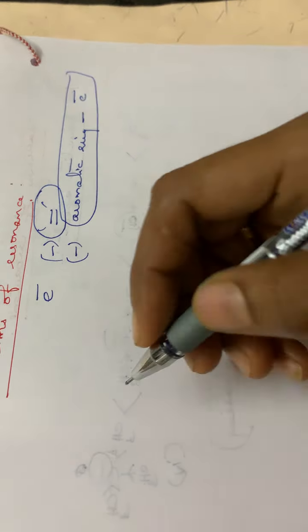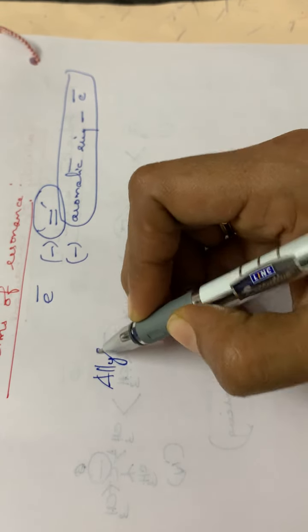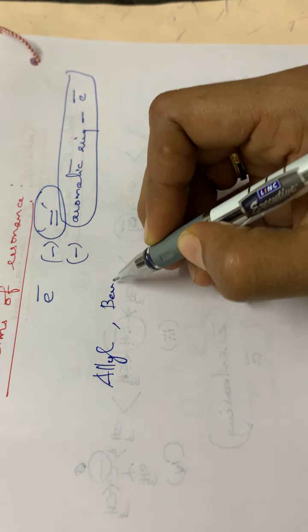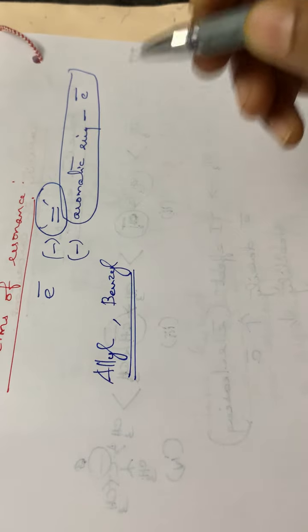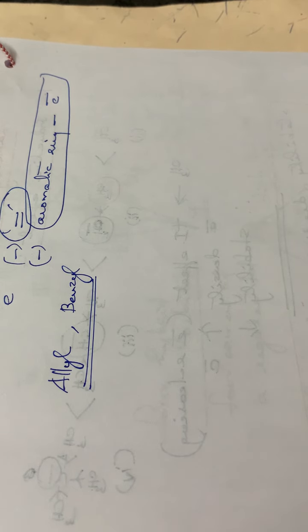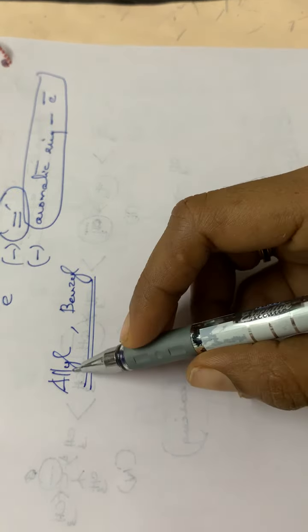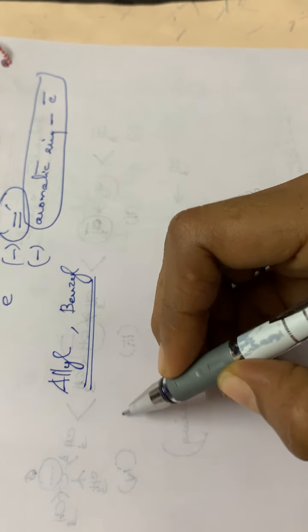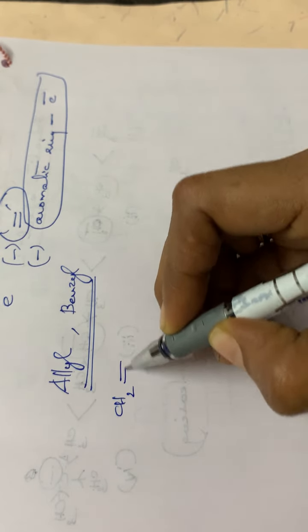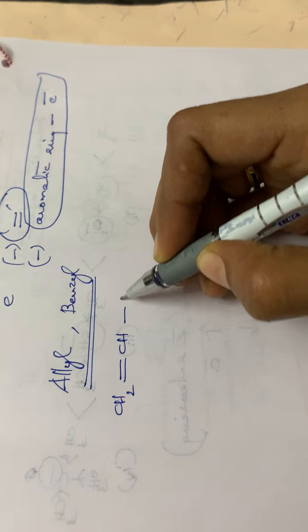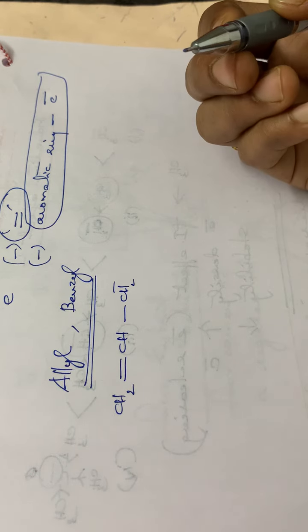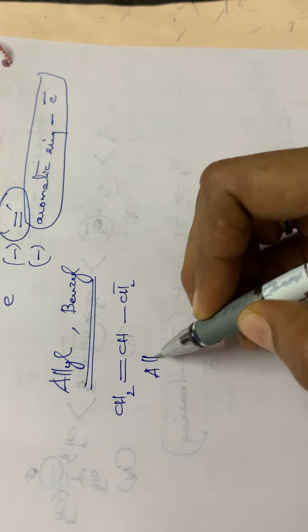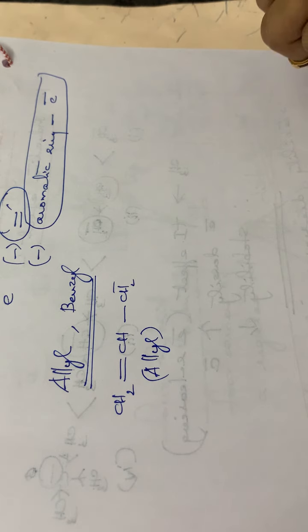Here the stability can be explained in terms of resonance in the case of allyl as well as benzyl carbanions. First of all, we can go through the allyl carbanion, that is CH2 double bond CH single bond CH2 minus. This is the allyl carbanion.